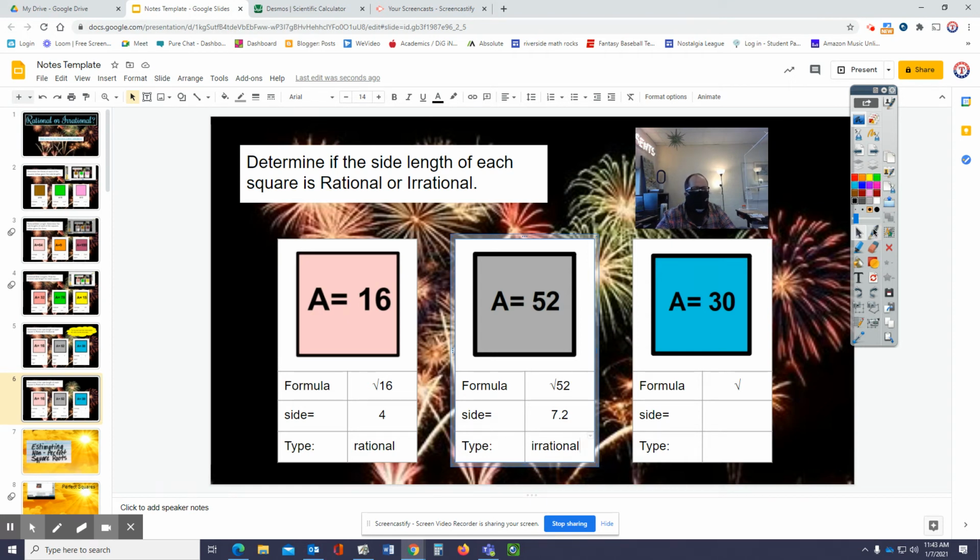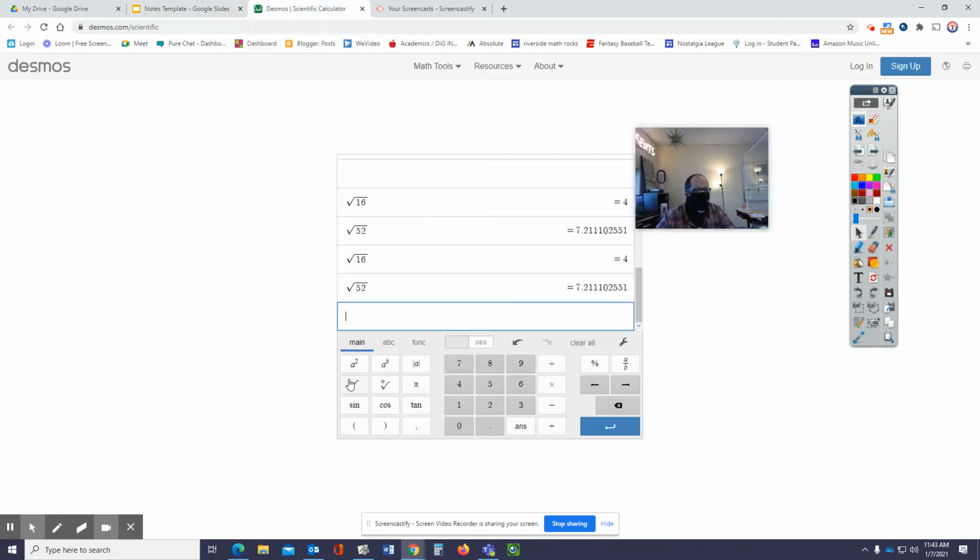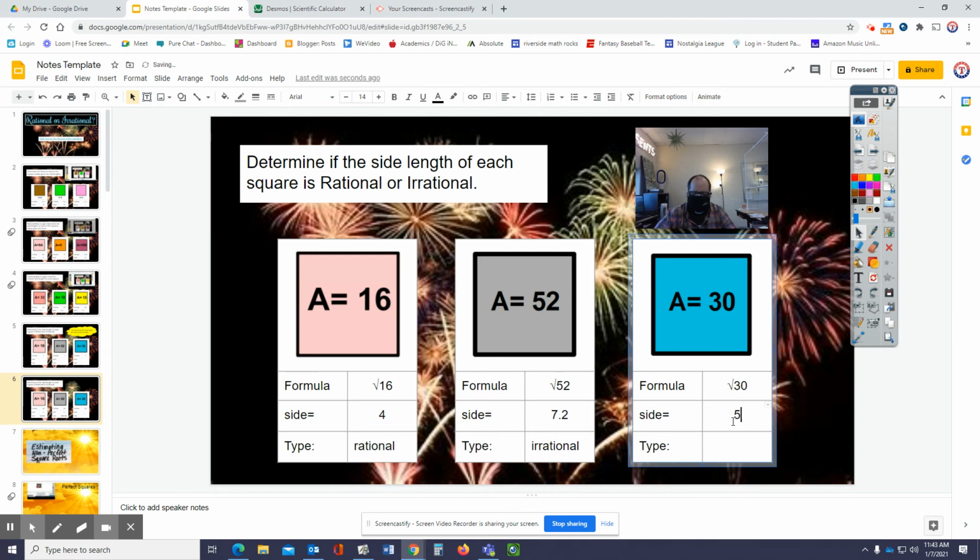All right, let's try the last one here. So here I've got a square root of 30. So the formula, square root of 30. I come over here to the side length. I want to put in the square root of 30. And again, I get an approximation. It's going to be about 5.477225, going on and on. And we're going to round this to about 5.5. So my side length is about 5.5.